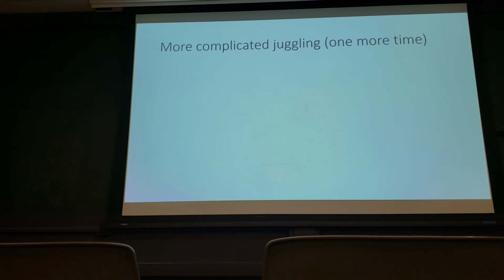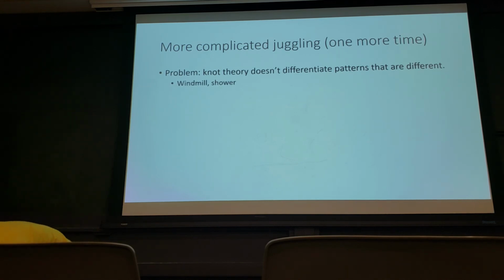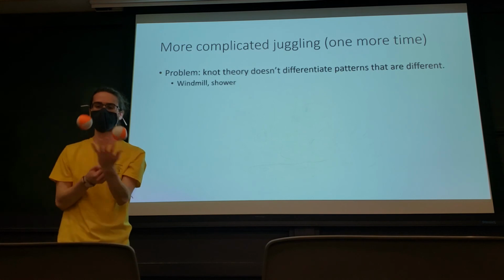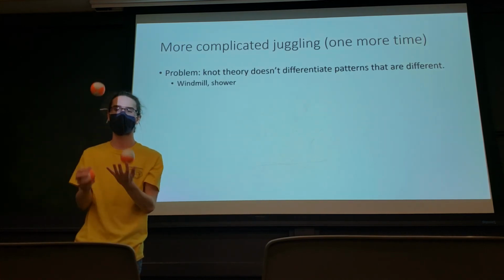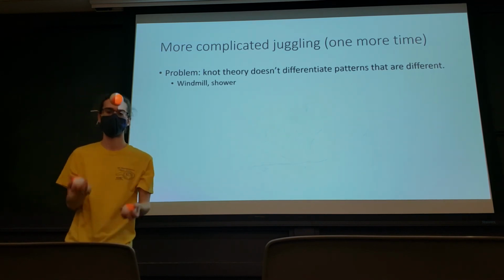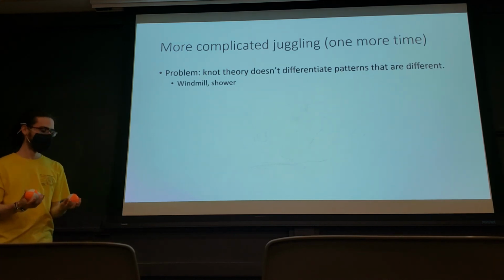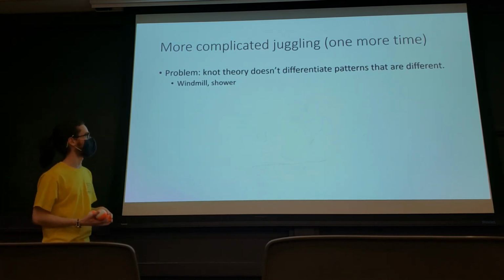But did we fix the problems with siteswap by considering this sort of topological thing? No, not really. Knot theory still doesn't differentiate patterns that are different. So for example, windmill and shower. Alright, so windmill is this pattern, and shower is this pattern, and the ball is moving exactly the same way. My hands are doing something different. So these are different patterns. But topology, if we only consider the balls, will say these are the same.